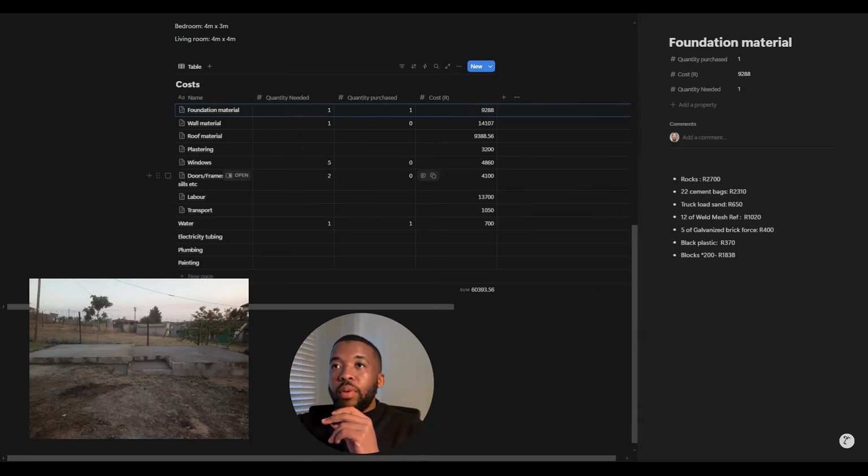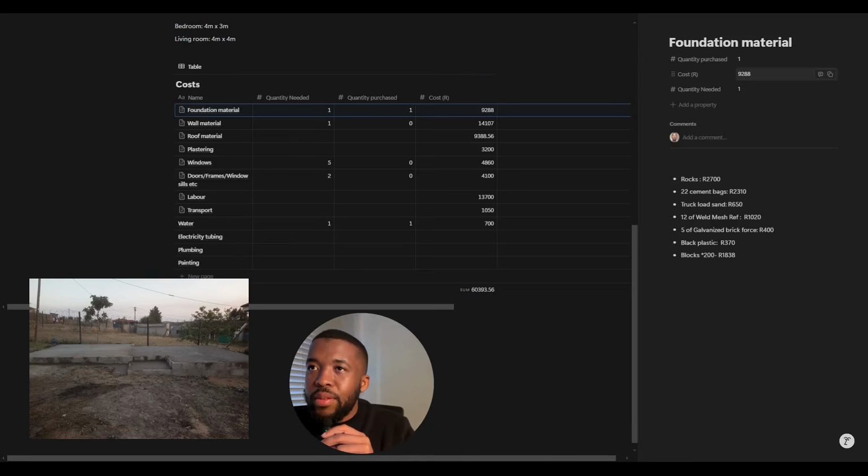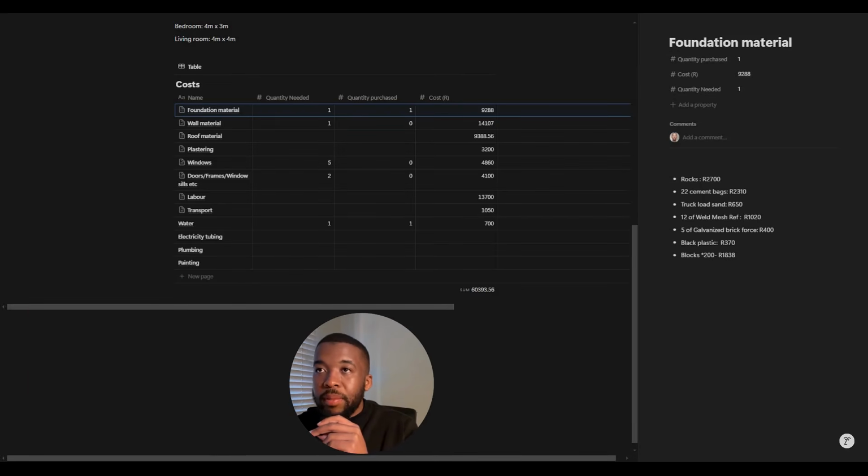So the first one, which is the foundation, probably the most important part of the house. This took about 10,000 bucks. It's 9,200 rands, but really it's like 10,000 rands if you also account for the stress that goes into building anything. I was a bit pedantic here with the numbers, but hopefully it gives you a very good idea of the amount of money that went into this. So 10,000 rands for the foundation material.